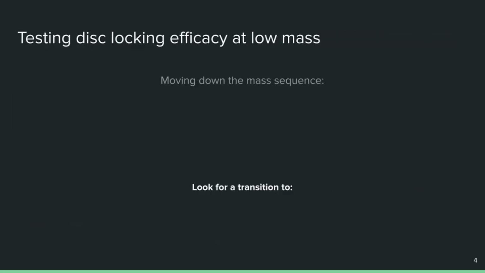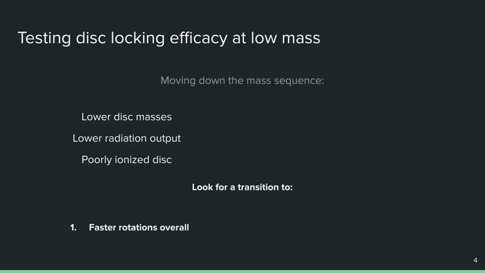Okay, so what are the observables that we should expect? Well, as you move down in the mass sequence, you get lower disk mass, but also you get lower radiation output and lower efficiency at ionizing the disk. And so overall, what we should expect is at some point we should see faster rotations at lower masses because of less effective disk locking.